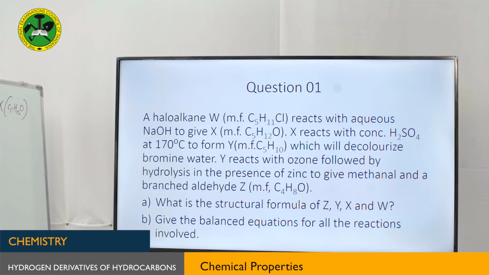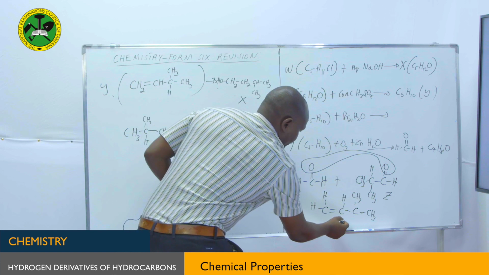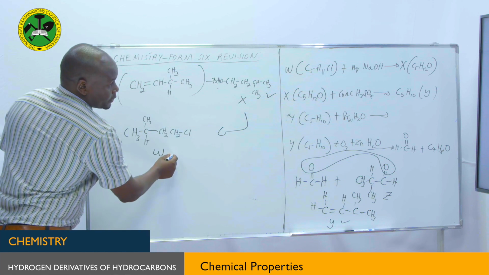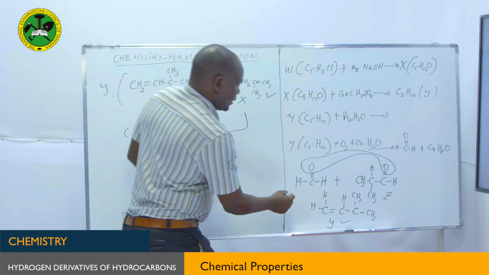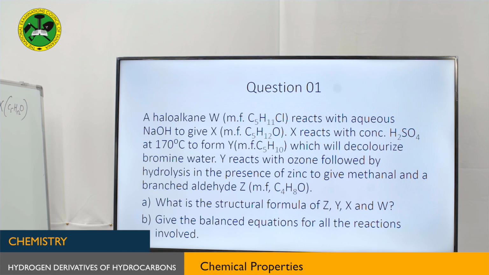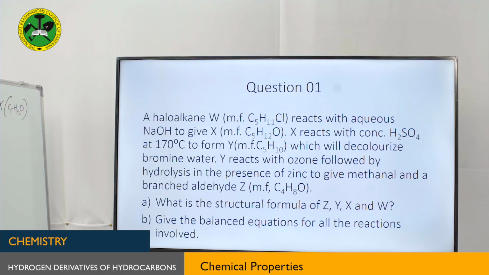From there we were asked to write the structural formulae of Z, Y, X, and W. So Y is this one, X is this one, and W is that one. So Z is this one. So I think now, by using that knowledge, it is a reaction involving haloalkane. So it's your task now: from this summary that I did, give the balanced equations for all the reactions. You will do it on your own time.